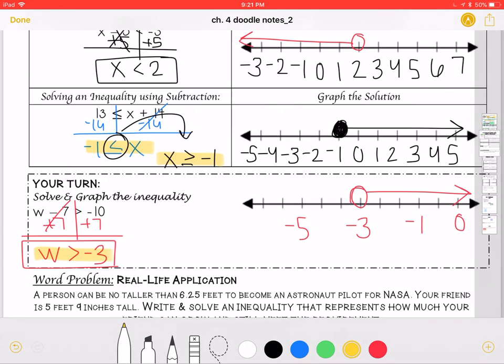All right, we are going to stop there. That real life application word problem is a great example. If you want to just challenge yourself and try that on your own, go for it. Let us know if you have questions. But for now, we are going to be done with this set of notes and this lesson. We're off to practice.